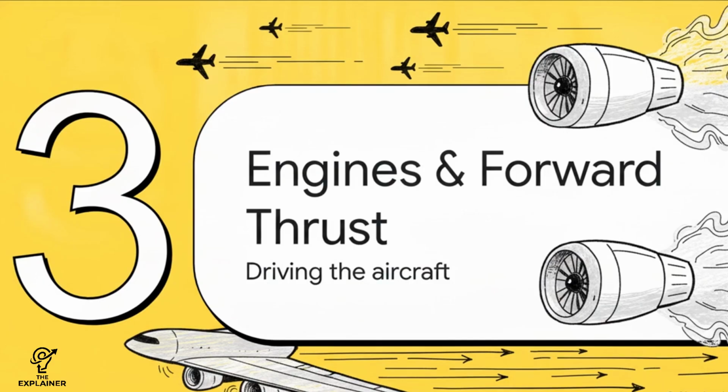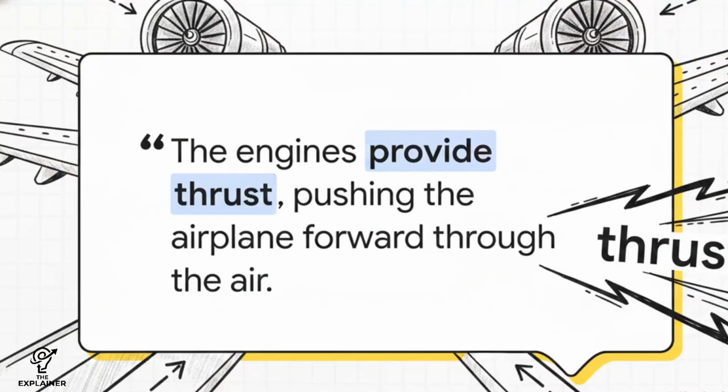Section 3. Engines and forward thrust. But here's the thing. Wings absolutely cannot do their job sitting still on a runway. As our source notes, the engines provide thrust, pushing the airplane forward through the air. That forward drive is what feeds the wings. Whether we're talking about massive jet turbines or spinning propellers, their violent push forward literally pierces through the air resistance. The faster those engines push the plane forward, the more air rushes over the wings, which maximizes that crucial pressure difference we just talked about. Basically, thrust is the ultimate enabler of lift. They work together in this beautiful, synchronized partnership.